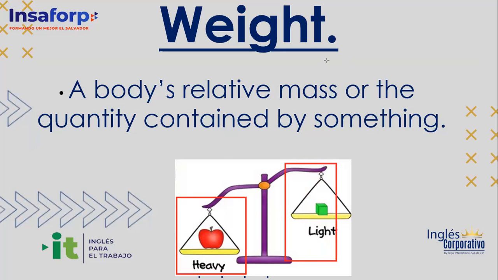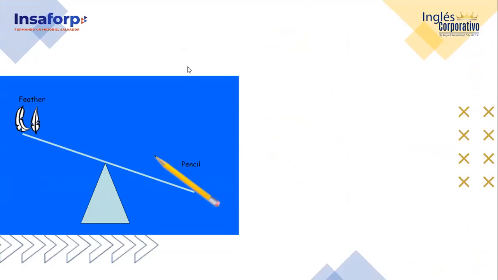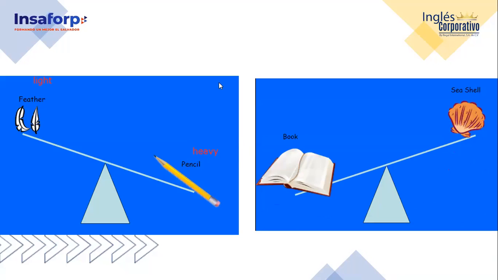Now I'm going to share some pictures and you're going to tell me if they are heavy or light. For example, feather, heavy or light? Light. Yes, very good. And pencil, in this case? Heavy, very good. What about this one, book? Heavy. And this one? Light. Exactly, that's lightweight.